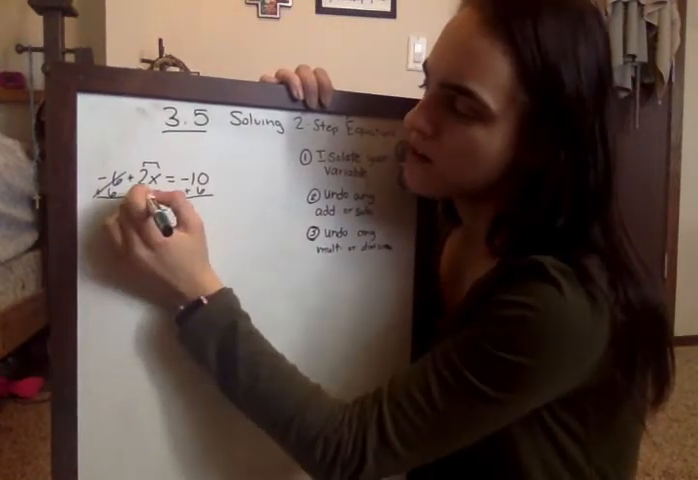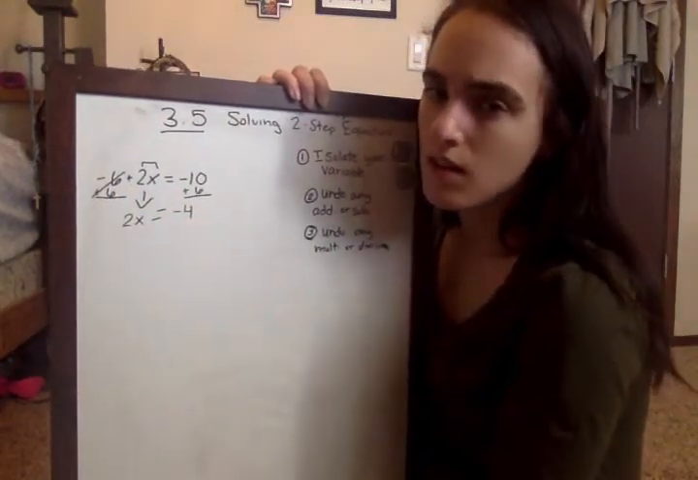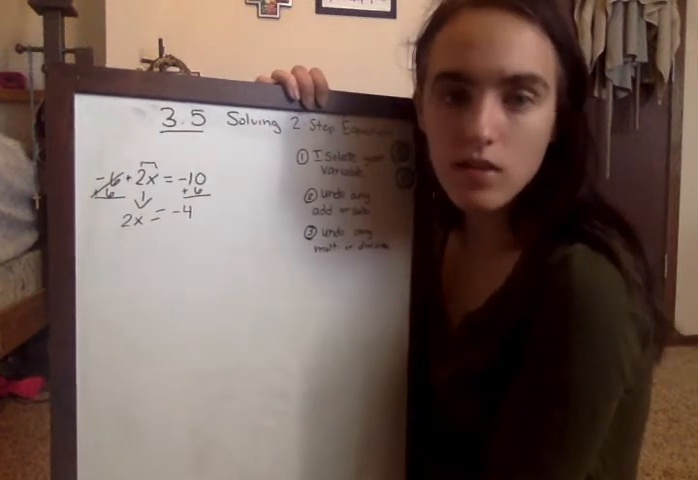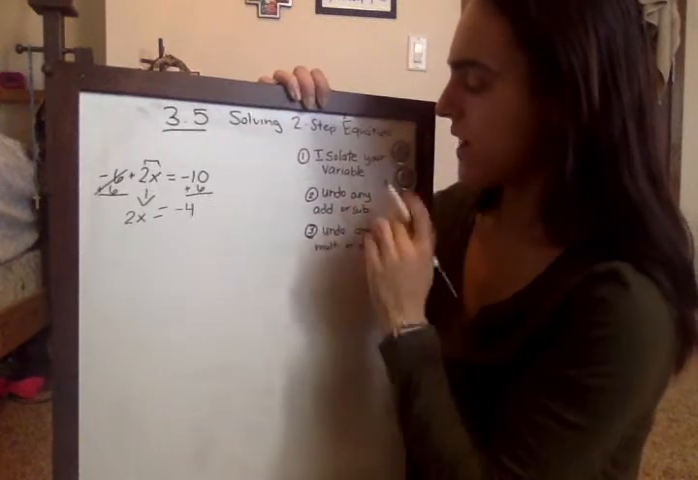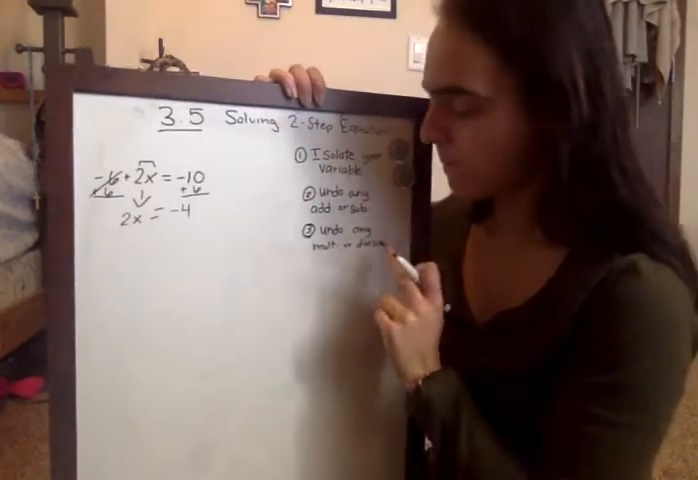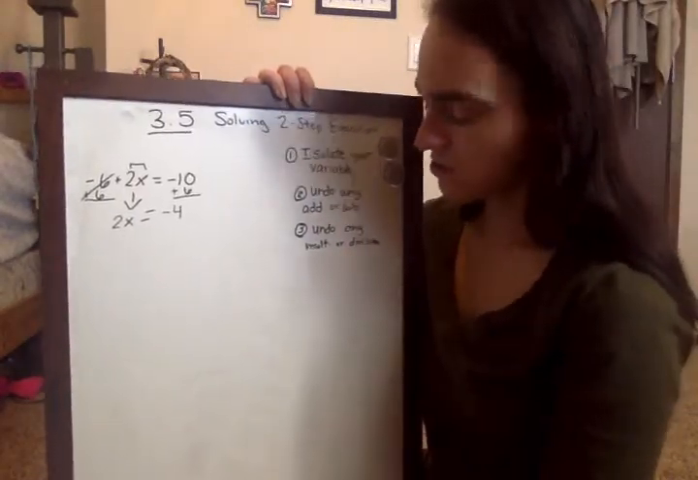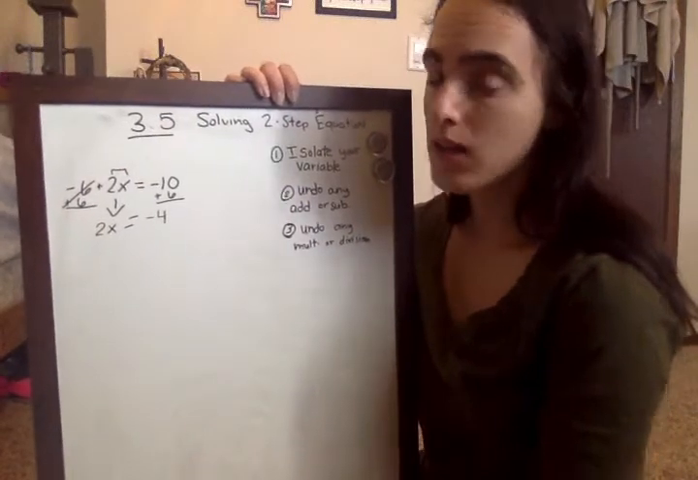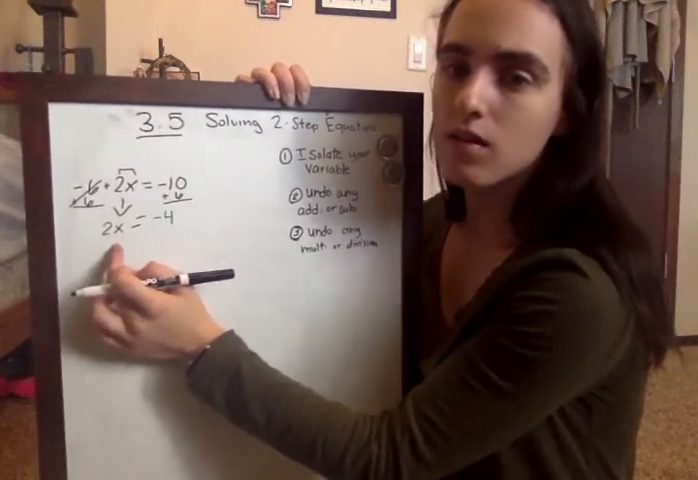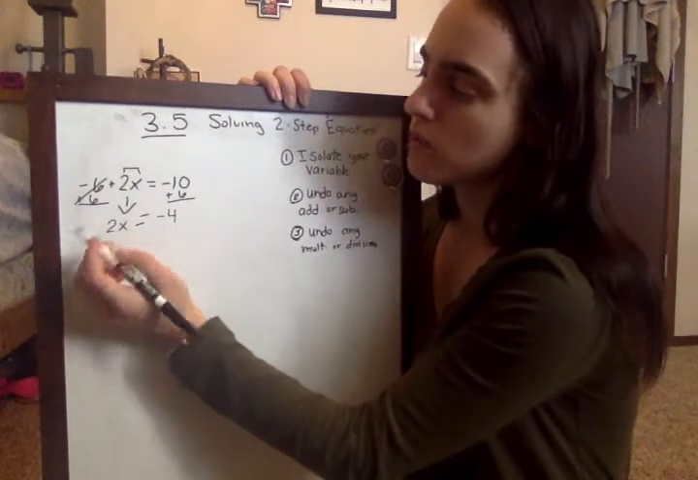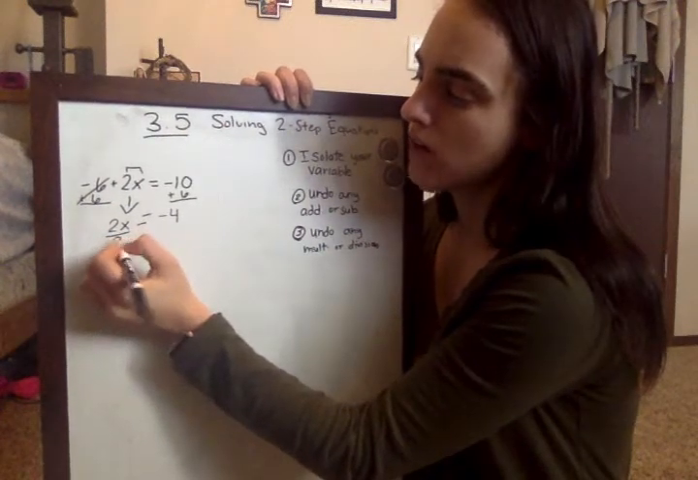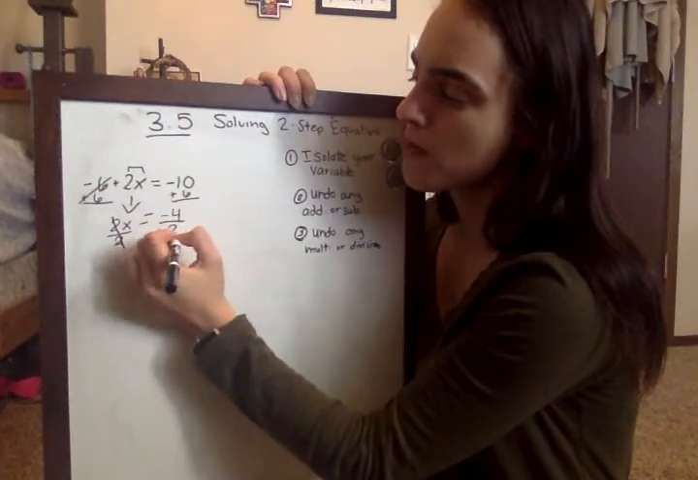You bring down your 2x. And now we can solve. Just like this looks like a simple one-step equation that we've been doing. So we've undone any addition or subtraction. Now we can undo any multiplication or division happening. And we see a multiplication happening right here. 2 is being multiplied by x. And so to undo that, the opposite of multiplication is to divide. So we divide by 2.